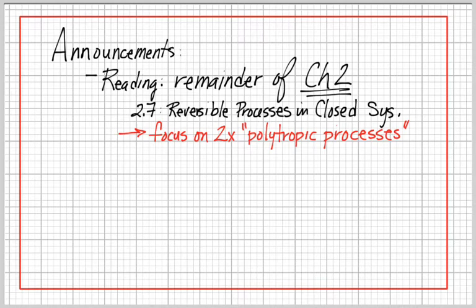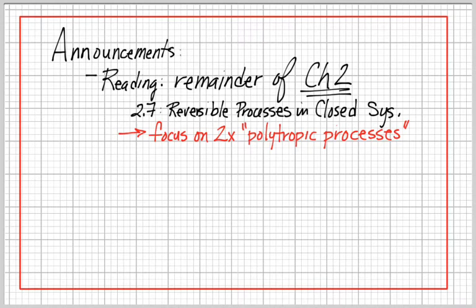So 2.7 will discuss reversible processes in closed systems. That's the broad way of speaking of it, but what you're focusing on is two varieties of what we will call polytropic processes. So look out for that phrase, polytropic processes. You're going to have two of them. One is going to be isothermal, a process that is constant temperature, and one is going to be adiabatic, a process that has zero heat flow across the boundary.